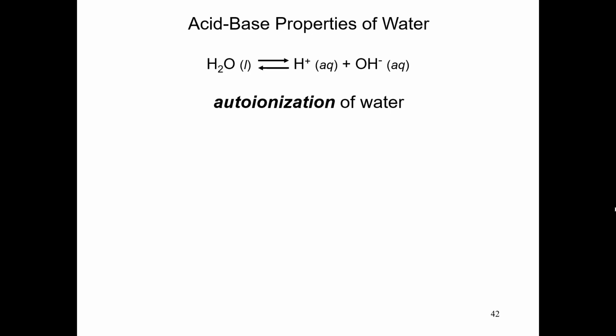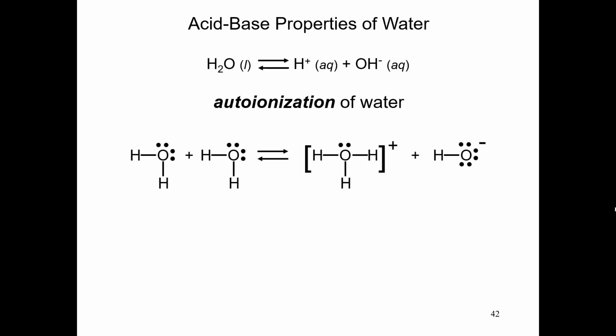This is really what is happening. Consider two molecules of water interacting with each other, with essentially the one on the left taking over that proton from the one on the right, and the one on the right keeping the electrons. So what you have as a result is, as you see on the right, a hydronium and a hydroxide ion.